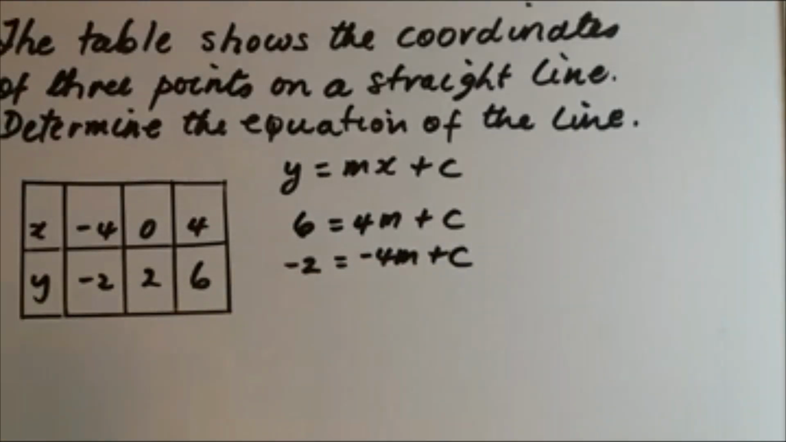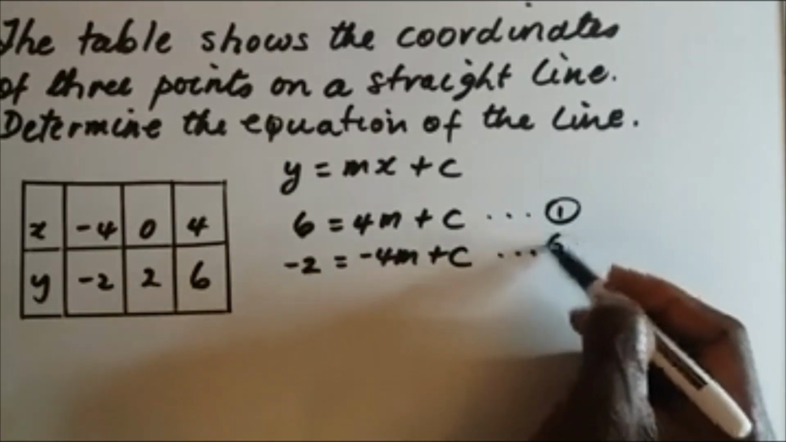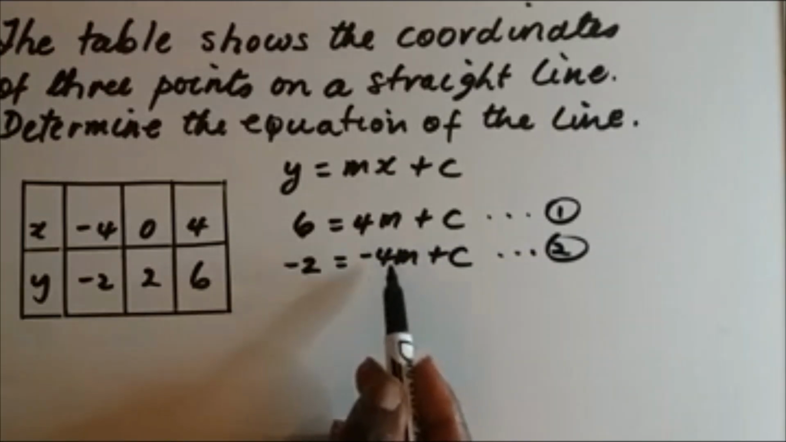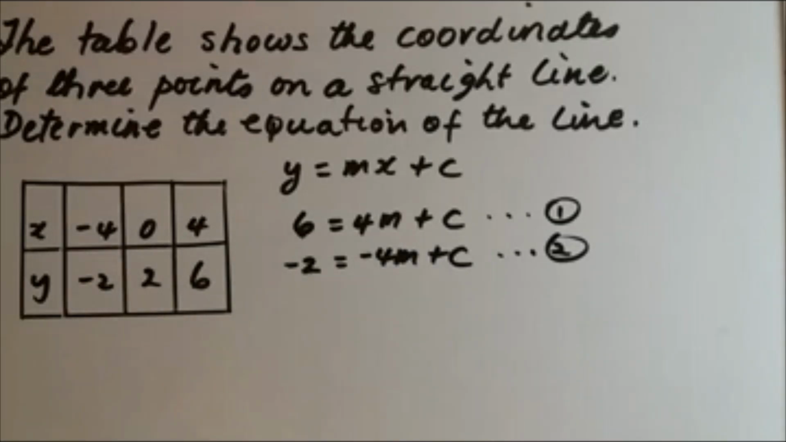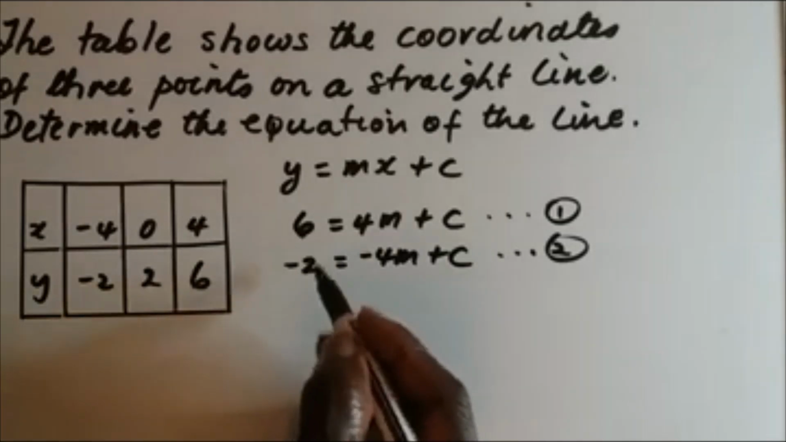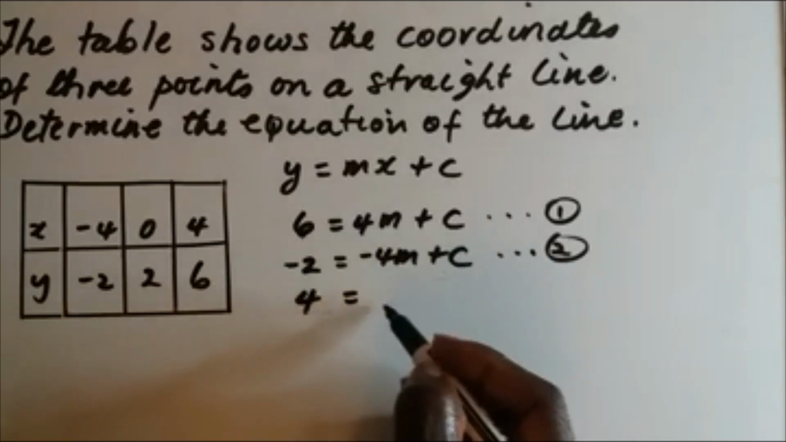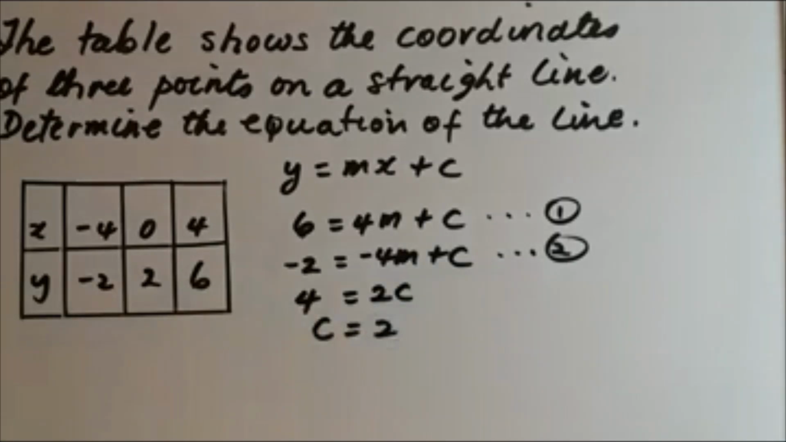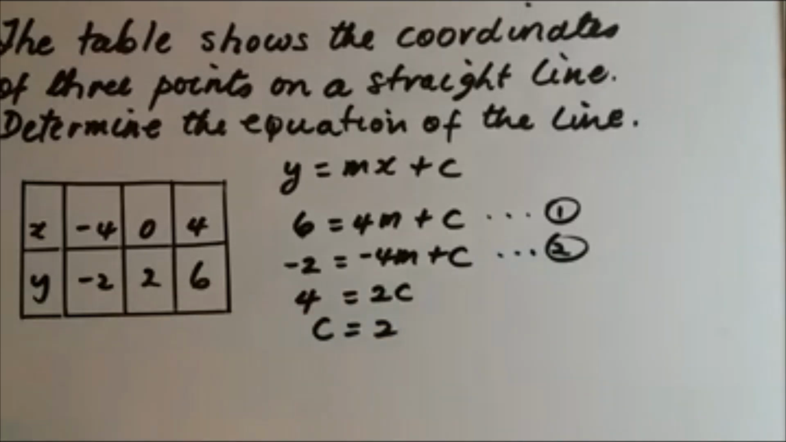Now we can solve this because we have 2 simultaneous equations, 1 and 2. If we add both of these equations, we can eliminate m, find c, and later on substitute to find m, the gradient. So adding this will give us 4, and this is equal to 2c. So c is equal to 2.